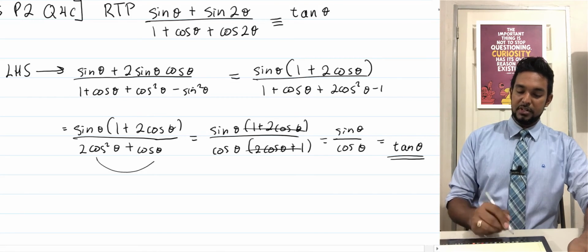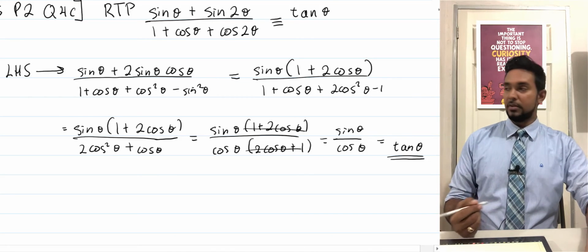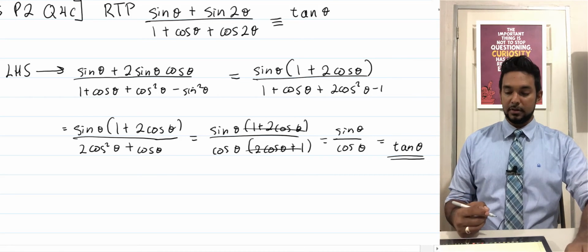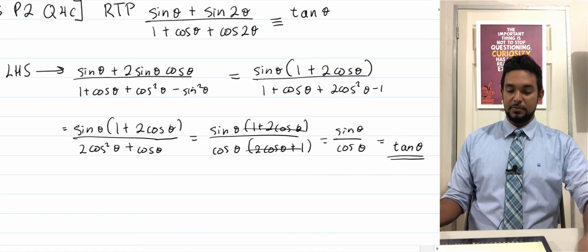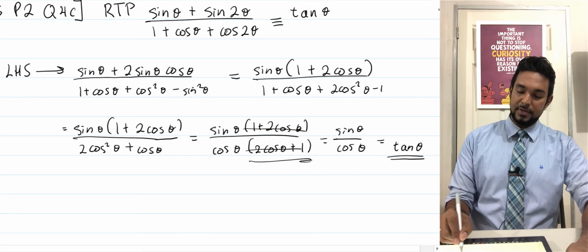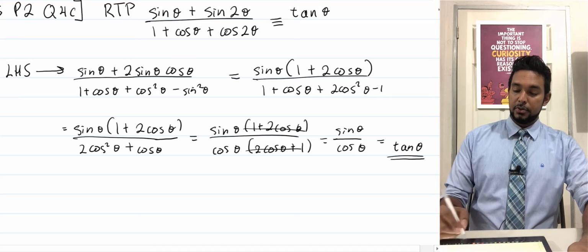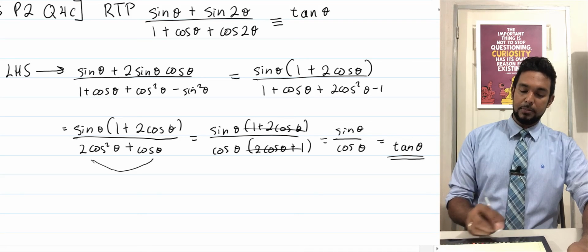You didn't have to rearrange it. As a matter of fact, if we didn't rearrange it, it would have actually looked exactly like how it was supposed to look. But because of commutative law, we know that 2 cos theta plus 1 is the same as 1 plus 2 cos theta. So in any case, like I said, we were left with the 2 cos squared plus cos.